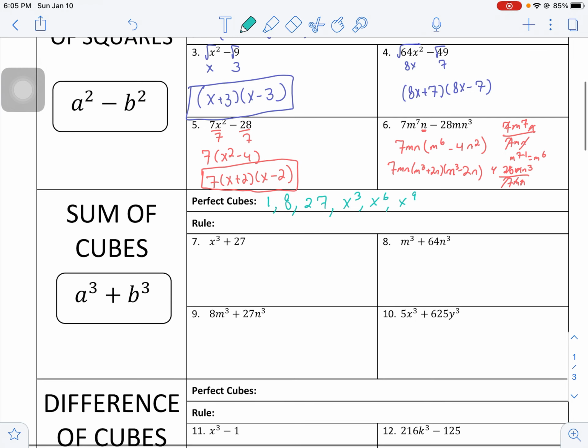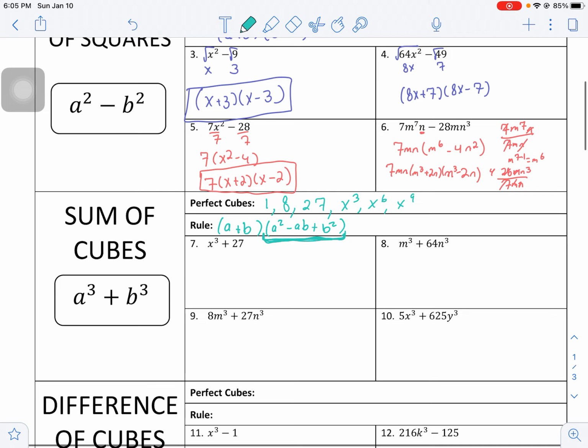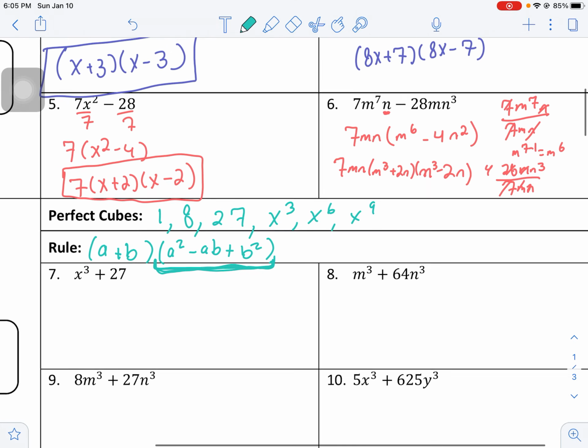The rule for sum of cubes, this is kind of difficult, okay? But here's the rule. It goes a, and then plus b, and then a squared minus ab plus b squared, okay? This second part can never be factored, okay? It's always going to make imaginary numbers, so you never need to worry about factoring this second part again. How do you memorize that, right? Because there's a lot going on there.